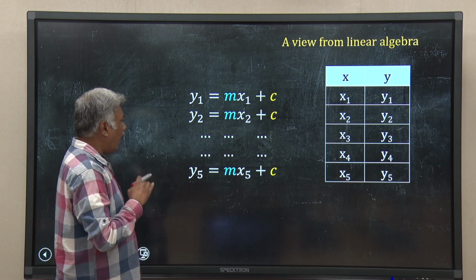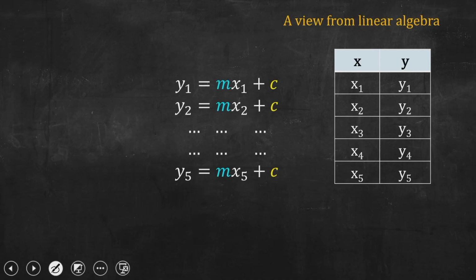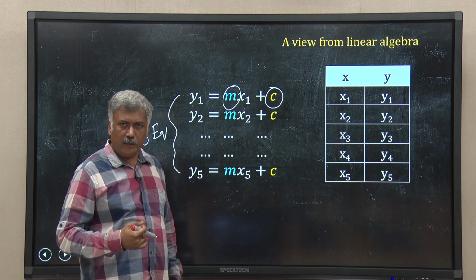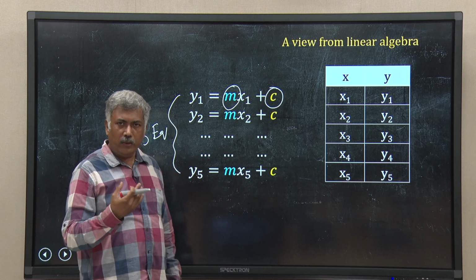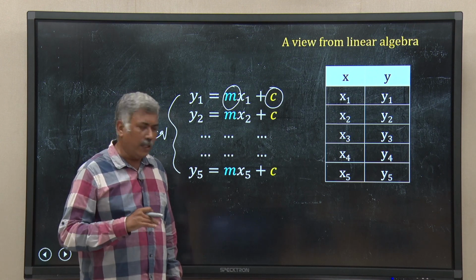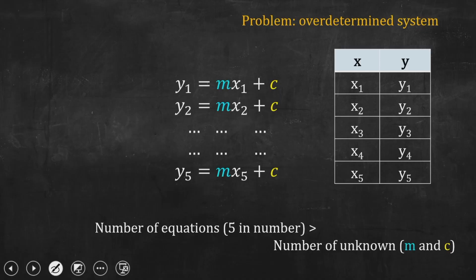So, in this way, how many equations have you got? You have 5 equations. How many unknowns do you have? You have 2 unknowns, m and c. Unknown or variable, you can vary those values of m and c to find out the correct one, right. So, we have landed in a situation where the number of equations, that is 5 in this case, is much bigger than the number of unknowns, that is 2, m and c.